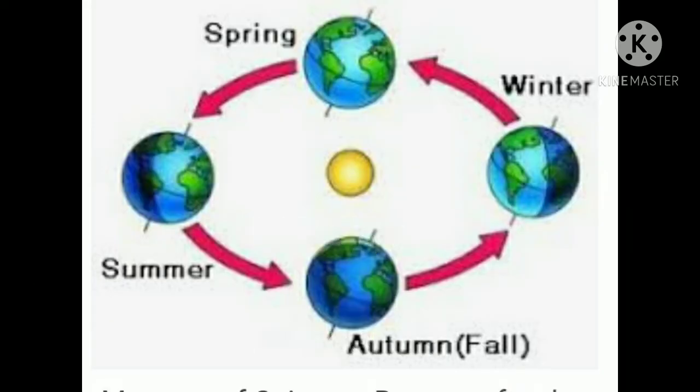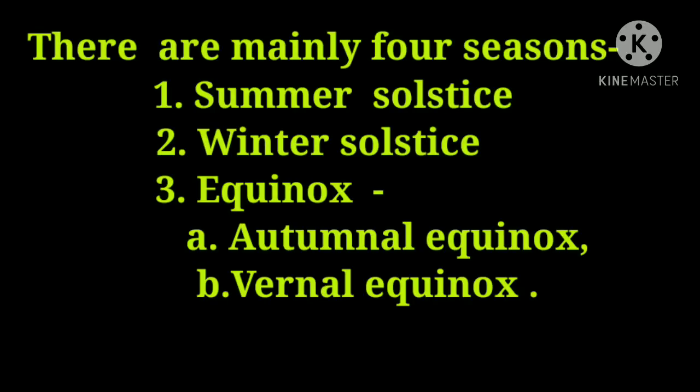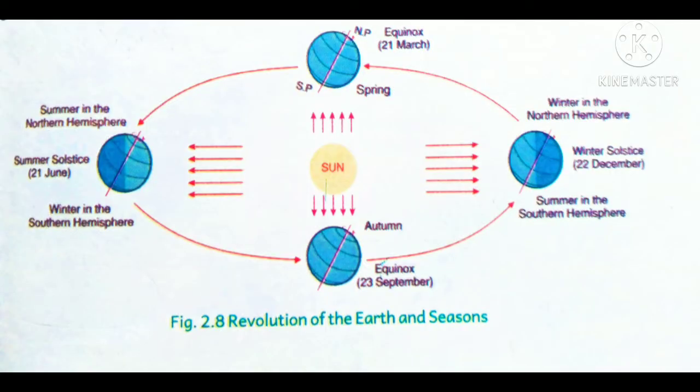Children, we all know there are 4 seasons: spring, winter, autumn, summer. If it is winter in the northern hemisphere, the southern hemisphere will have summer, isn't it? Likewise, seasons are changing. There are 4 positions. Number 1, summer solstice. Number 2, winter solstice. Number 3, equinox. In equinox, 2 types: autumnal equinox, vernal equinox.